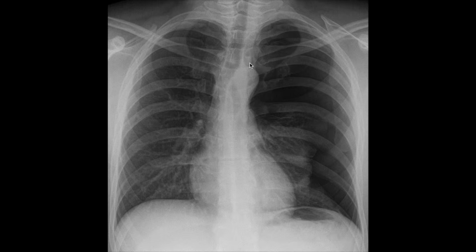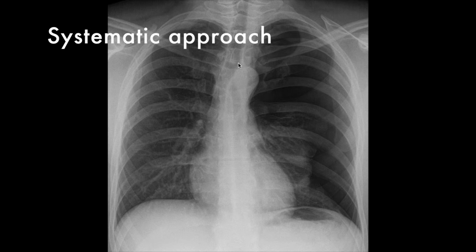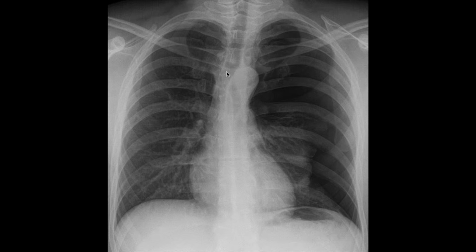The patient is relatively well positioned, however there is some slight rotation as noted by the asymmetry of these vertebral bodies. Now, for a systematic approach, starting with the airway. One can clearly see the trachea here, however it is notably deviated to the right side.